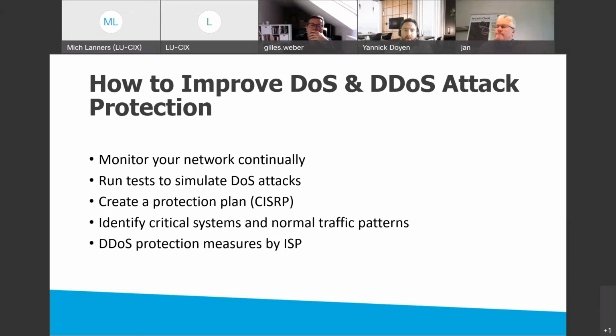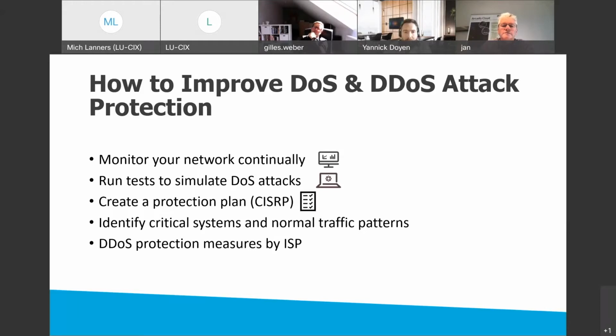Monitor your network continually. In fact, this is beneficial to identify normal traffic patterns and critical to early detection and mitigation. Run tests to simulate DDoS attacks. This will help assess risk, expose vulnerabilities, and train employees in cybersecurity.